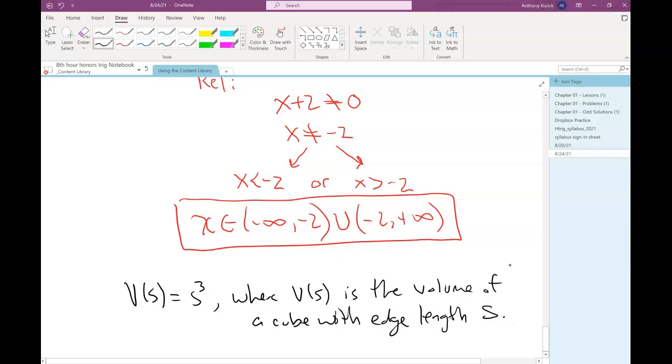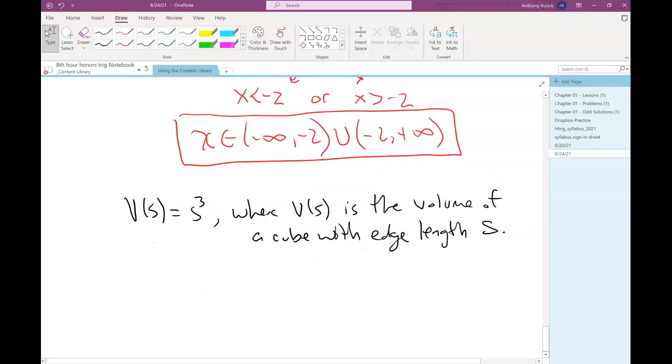So here our function says V of s is equal to s cubed, where V of s is the volume of a cube with edge length s. Here there's definitely some context, right? I can tell from the form of my function that s is my independent variable, so that's what I'm going to be worried about for my domain. So I'm going to worry about the s's.